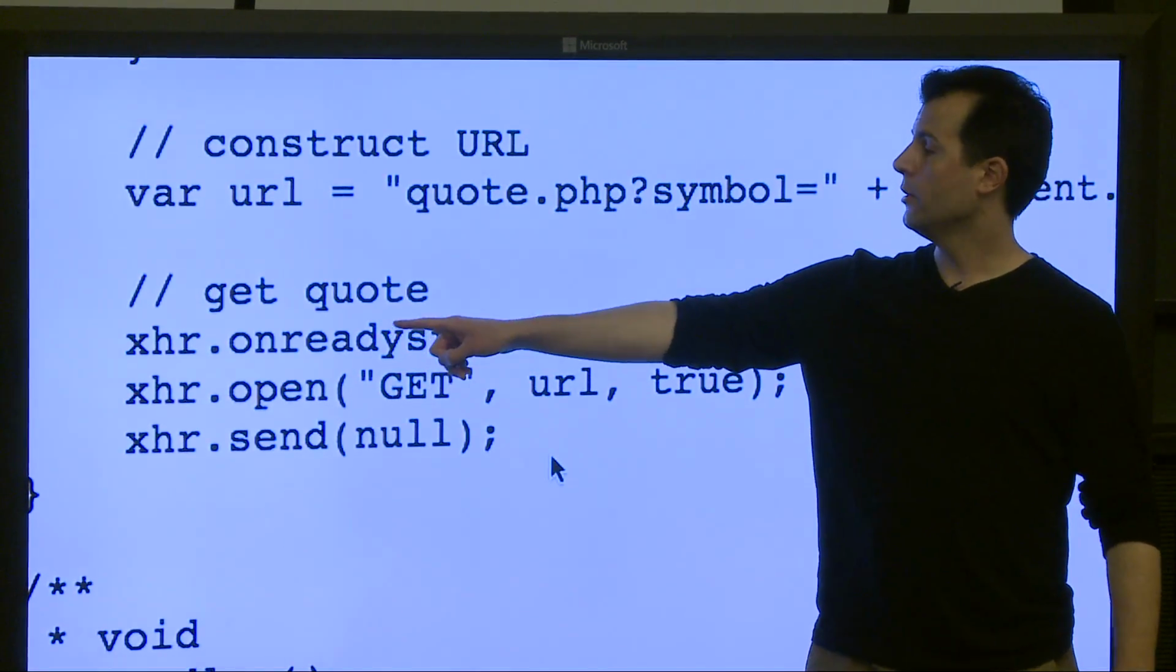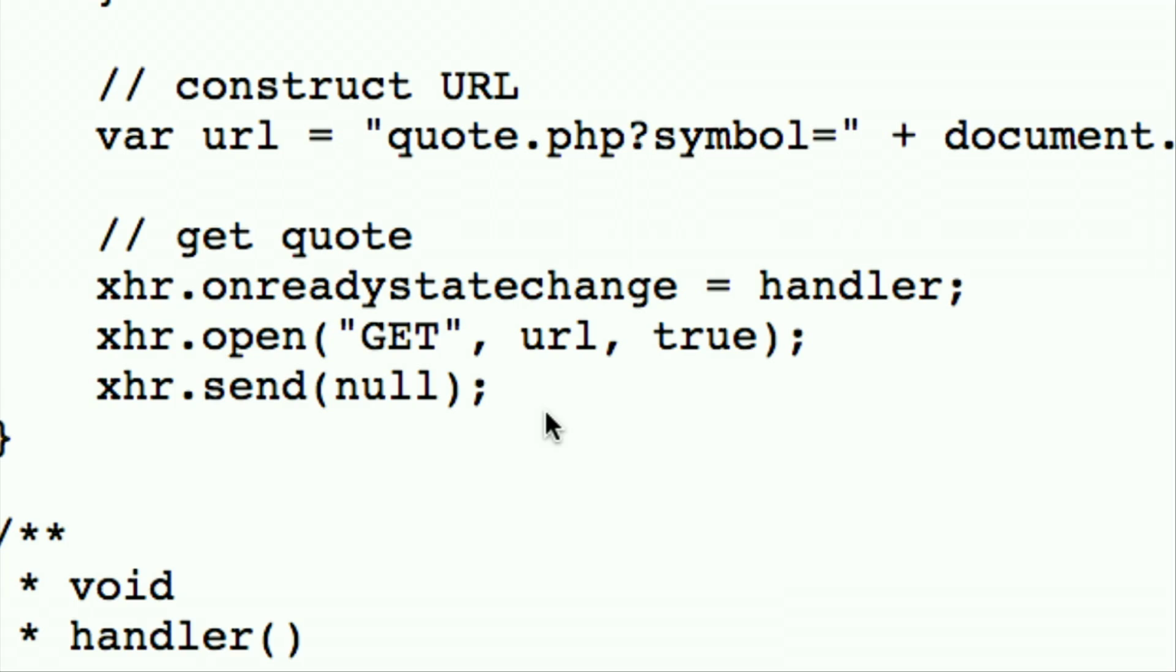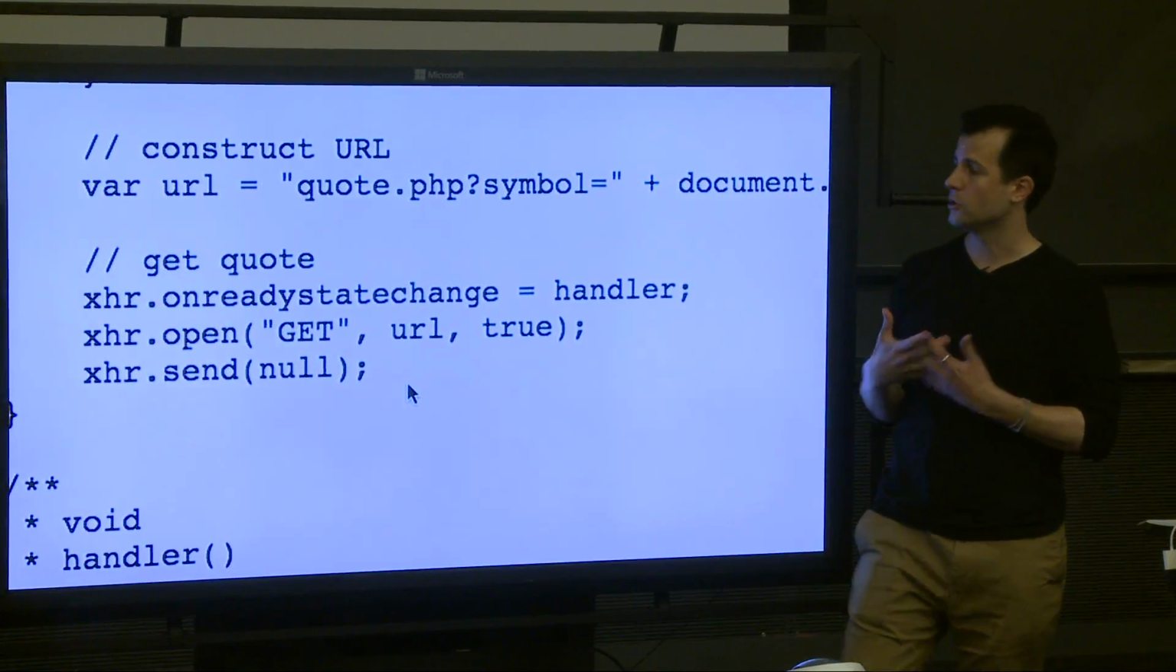Horrible property name, onreadystatechange. What am I going to call? Call my handler function. So in a moment, we'll see a function called handler. And this is just my way of saying, hey, special object, when you change state, when you turn on, when you turn off, call this function so I can check what's going on, is what that boils down to.